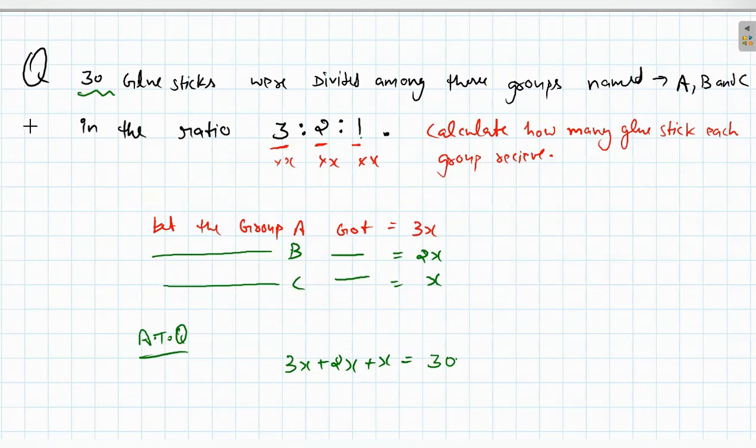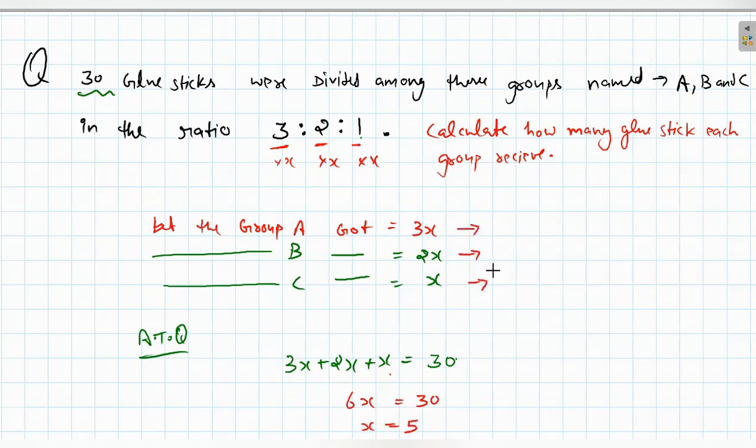Do you get this step? 3 plus 2 is 5, 5 plus 1 is 6, so it is 6x, equal to 30. And x will come out to be 5. So the common number we are searching for is 5.